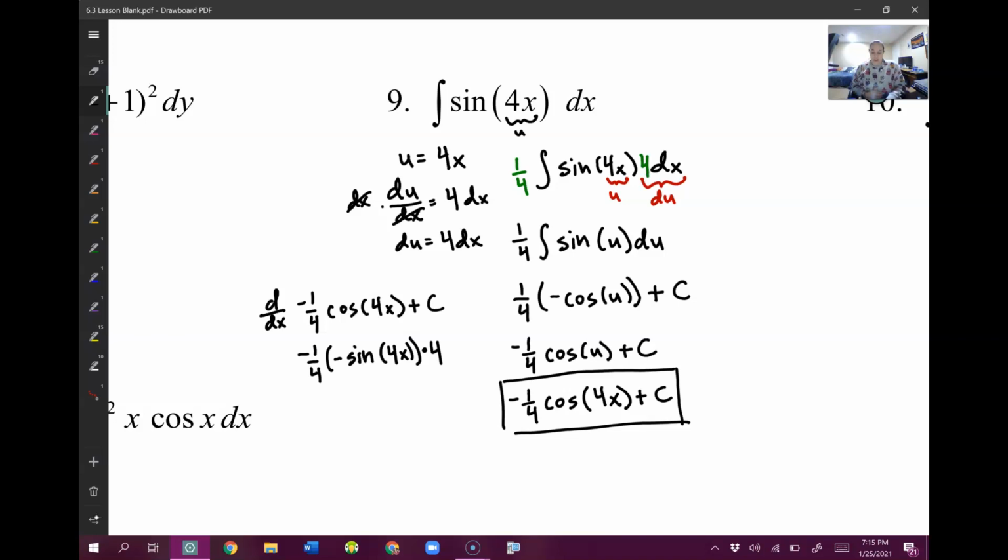If I start to simplify this, I have a 4 on top and bottom. That's going to cancel, and I have a negative times a negative, which is going to be sine of 4x, which, ta-da, is what we started with. So you can always check your answers. Take the derivative of your answer, and you should end up with what you started with.